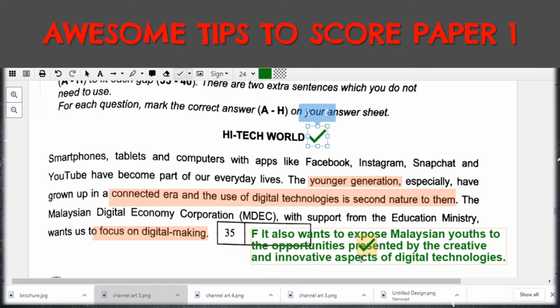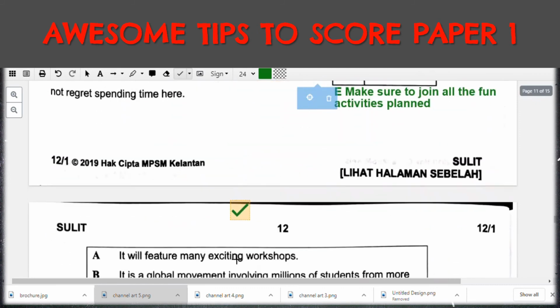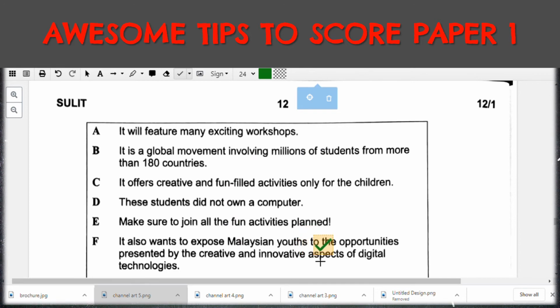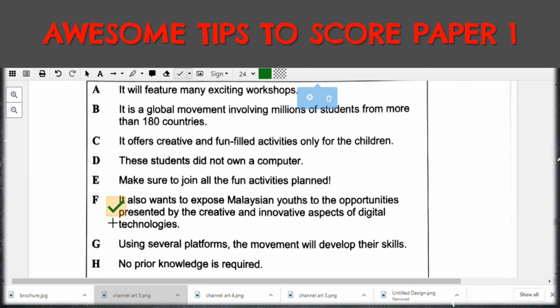It also wants to expose, to let Malaysian generation get to know more, to expose Malaysian youth to the opportunities presented by the creative and innovative aspects of digital technologies. This is the best answer. Now, any answer here talk about digital? No. This is the only one, Malaysian youth, young generation, digital technologies. Here, nothing talks about digital. So, of course, this is the best answer for 35.